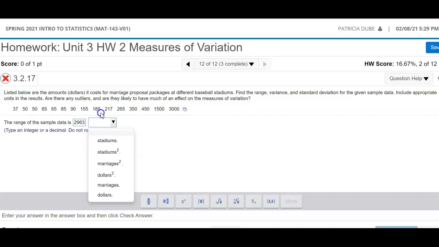Everything's in the same units as the data. So what is this? This is $37, $50. It's not how many stadiums you're proposing in. It's how many dollars it costs. You've got to read the problem to do that. I'm a math teacher.